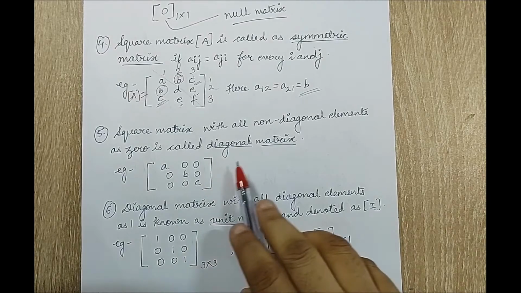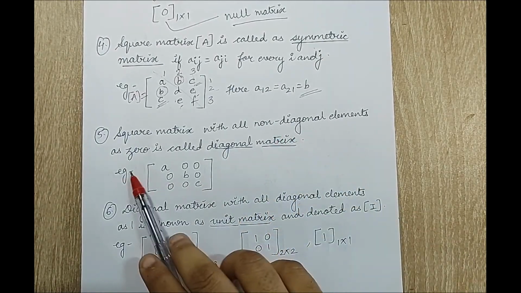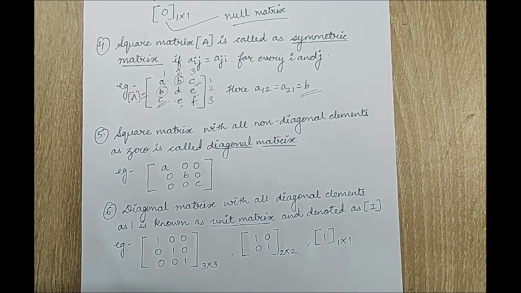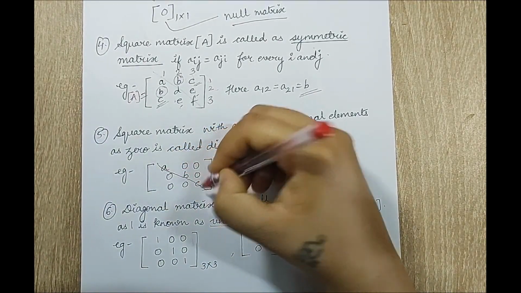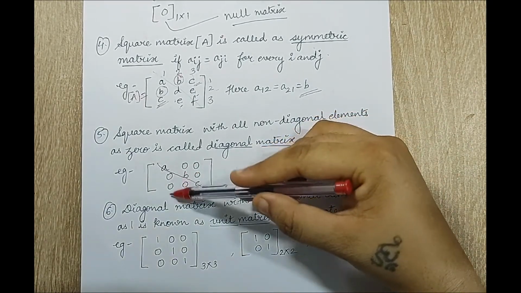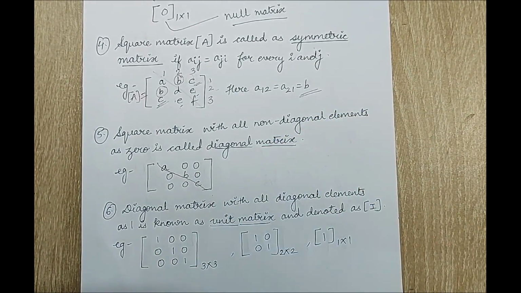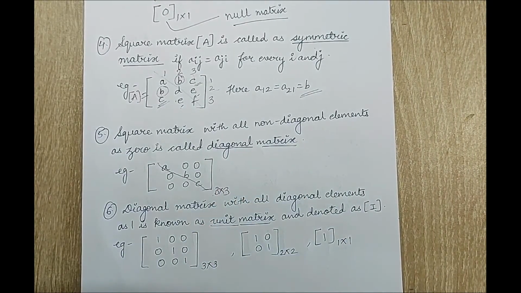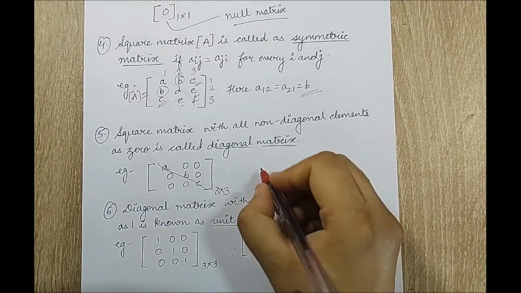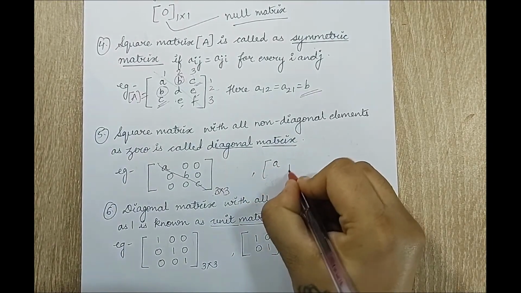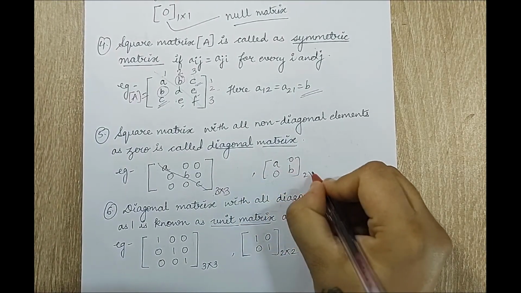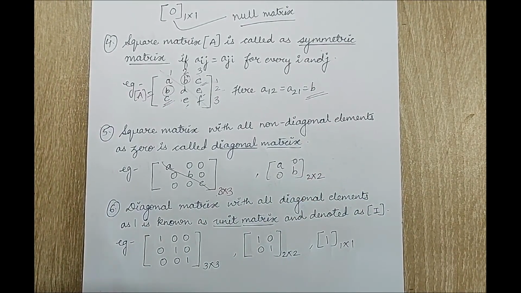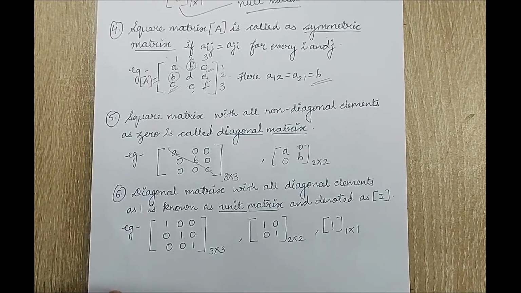Next comes square matrix with all non-diagonal elements as 0, which is called a diagonal matrix. Now if you observe the matrix that I have written here, A, B, C are the diagonal elements. All the other elements are 0. So this type of square matrix, which is 3 by 3 order, will be called a diagonal matrix. Also you can have something like this A, B and these terms are 0. So this is a 2 by 2 diagonal matrix. So we can have 2 by 2, 3 by 3 and likewise more of them.